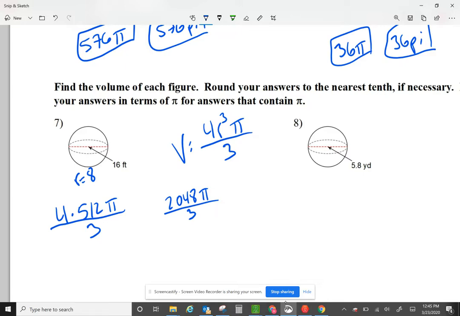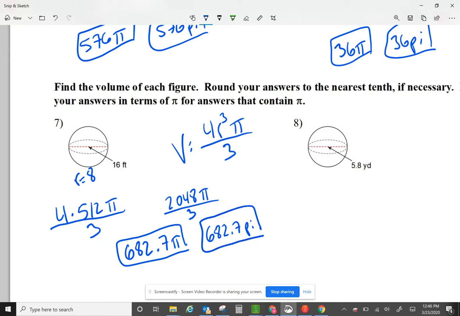So that's going to give me 682.7 pi. That's how I will type it, 682.7 pi. Make sure you round it to 1 decimal place.